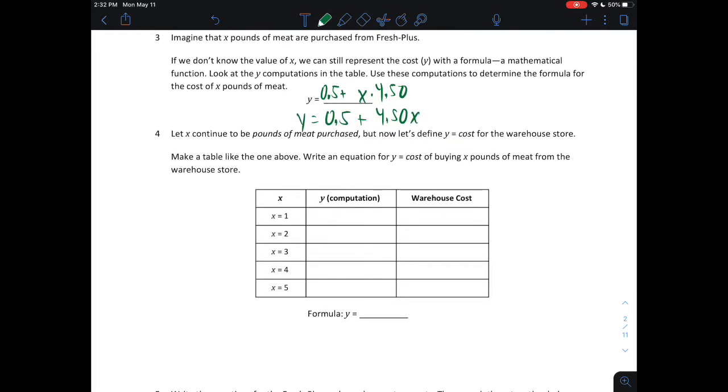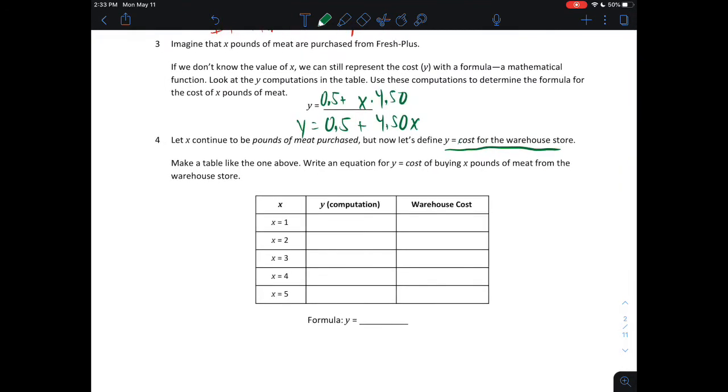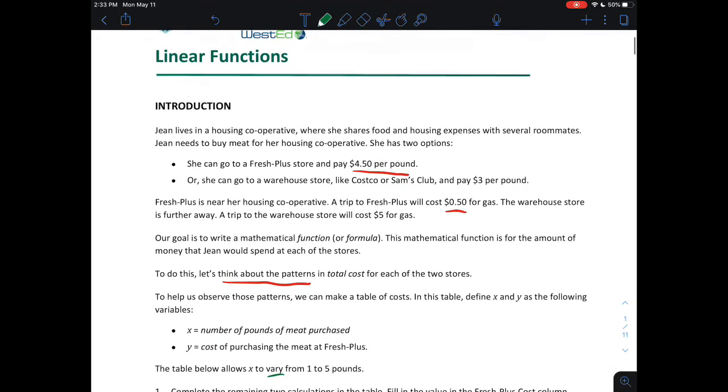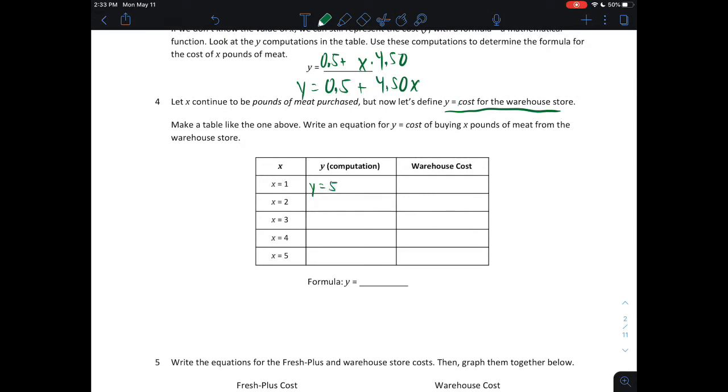So now number 4, let X continue to be pounds of meat purchased, but now let's define Y as the cost for the warehouse store. So now we're going to imagine that she goes to Costco or Sam's Club. Make a table like the one above. Write an equation for Y equal cost of buying X pounds of meat from the warehouse store. So let's start this just like we did on the previous one. Let's first think, well, how much does it cost to go to this warehouse store? On the previous page, it costs $5 for the trip. So I'm going to start by considering that. She'll always have to pay that when she's driving to Costco.